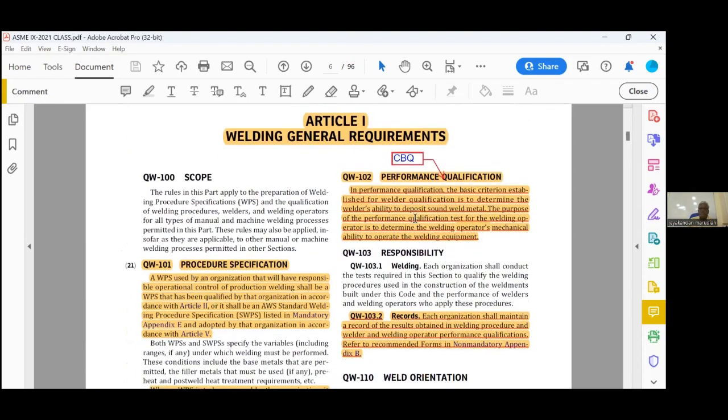Performance qualification. This is important. In performance qualification, the basic criterion established for the welder is to determine the welder's ability to deposit sound metal. The purpose of performance qualification for a welding operator is to determine the welding operator's mechanical ability to operate the welding equipment.